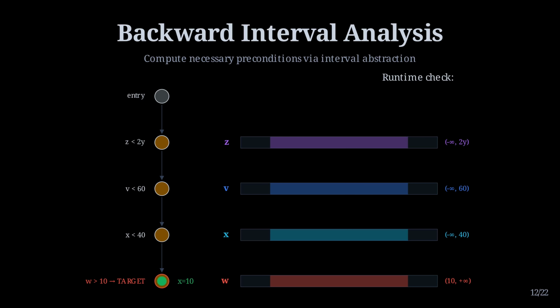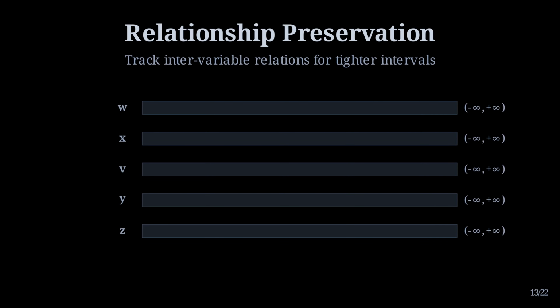That being said, plain interval analysis has a well-known weakness. It tracks each variable independently and doesn't capture relationships between them. Beacon addresses this with its first optimization, which the authors call relationship preservation. Here's the issue. Consider the expression v equals y minus x at line 17 in the motivating example earlier. Suppose the backward analysis has already determined that v must be less than 60 and x must be less than 20.